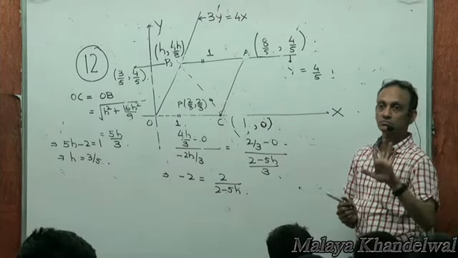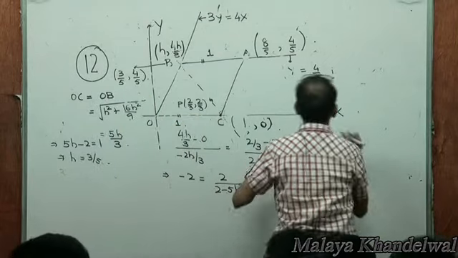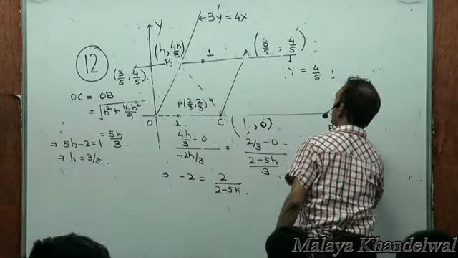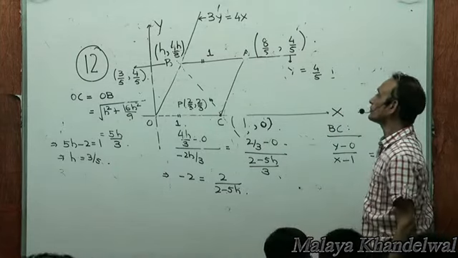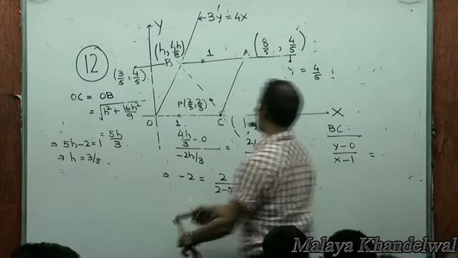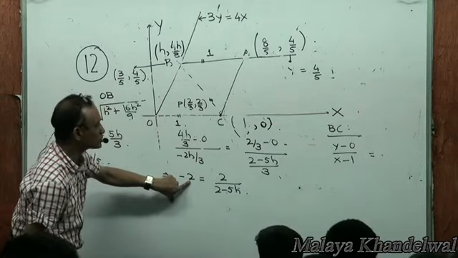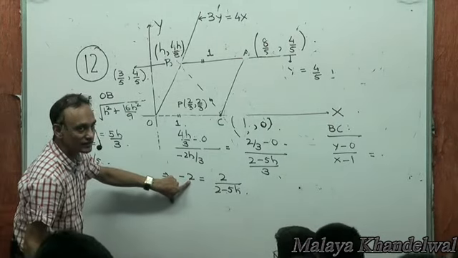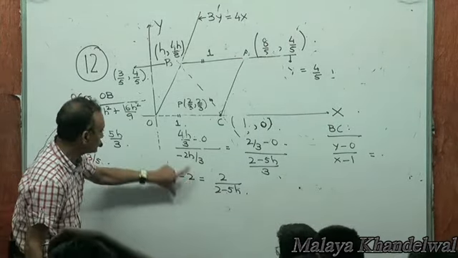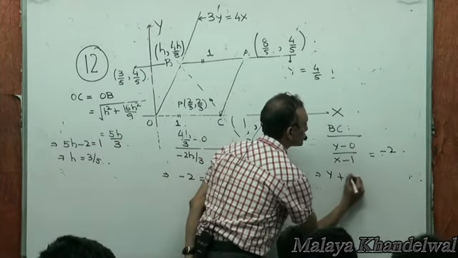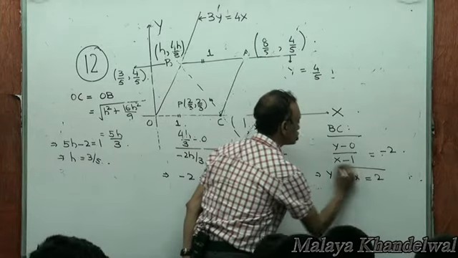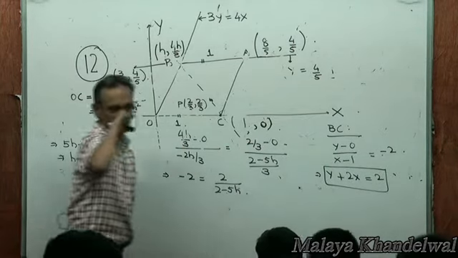Now if you know the coordinates of B, you know the coordinates of C. How do you find the equation of BC? BC would be y minus 0 by x minus 1 equals the slope. Actually we already got the slope from here. Slope is minus 2. Realize that? Without having to find h, we knew the slope, 4h by 3 by minus 2h by 3. That was the slope of BC. So that's minus 2. So y plus 2x equals 2 is the equation of BC.